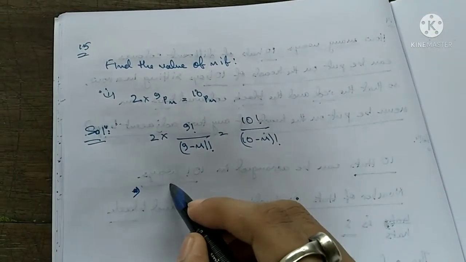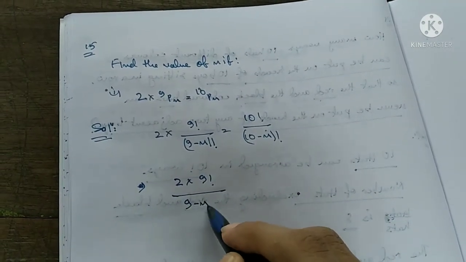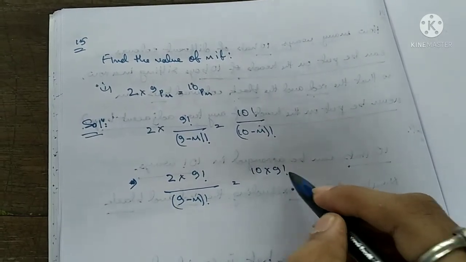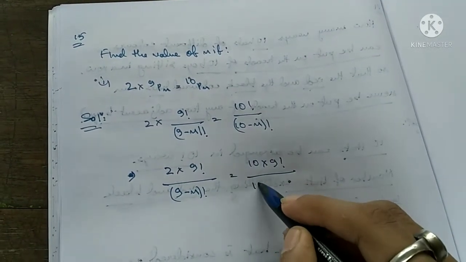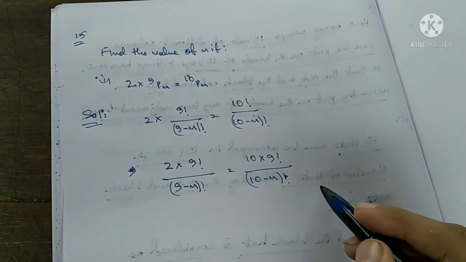So now in here you see this is 2 into 9 factorial by (9 minus n) factorial is equal to 10 factorial. I can write it as 10 into 9 factorial by (10 minus n) factorial. Finished?